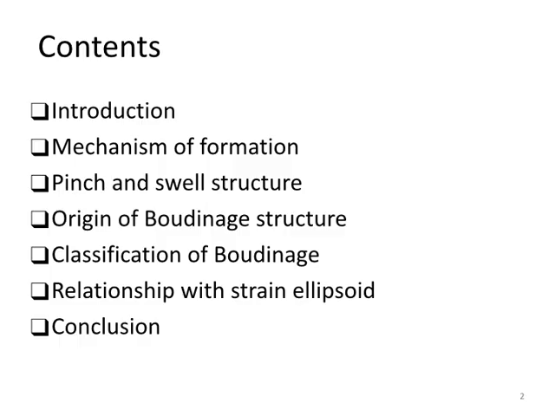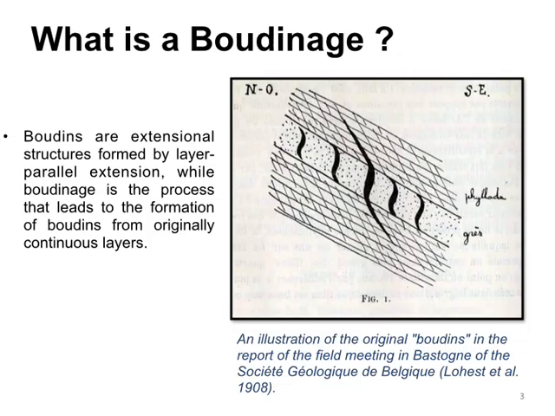So, these are the contents of my presentation that I am going to follow. Starting with the introduction, what is boudinage? Boudinage is a geological process in which a competent, that is, stronger and more brittle layer within a rock mass is stretched and segmented due to layer parallel extension. This process results in the formation of distinct boudins, which are block like or sausage shaped fragments that resemble a string of sausages.